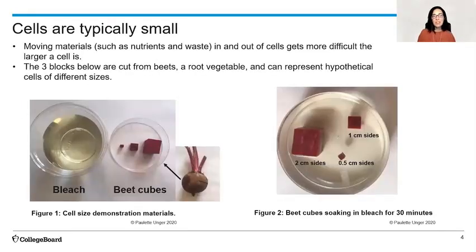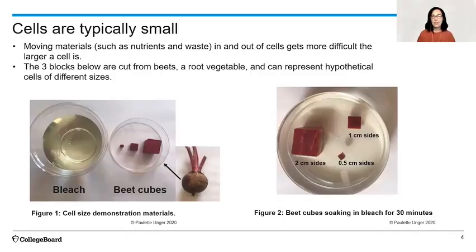So cells are typically small because moving materials such as nutrients and waste in and out of cells gets more challenging the larger the cell is. And so I want to walk you through a mini demonstration that I performed at home to illustrate how the size of the cell can impact its efficiency in transporting materials across its surface.